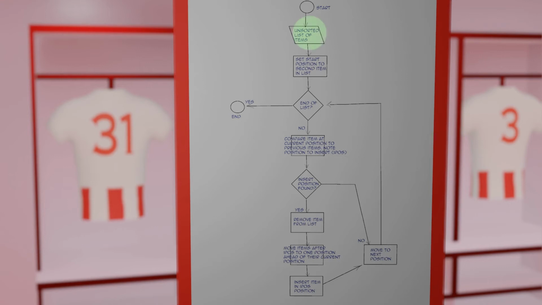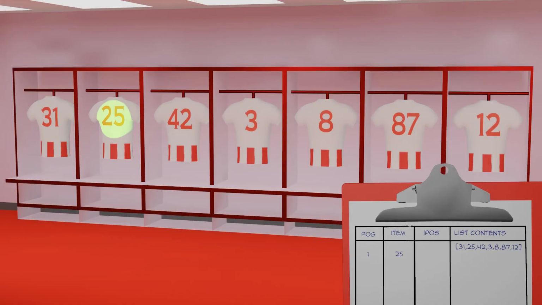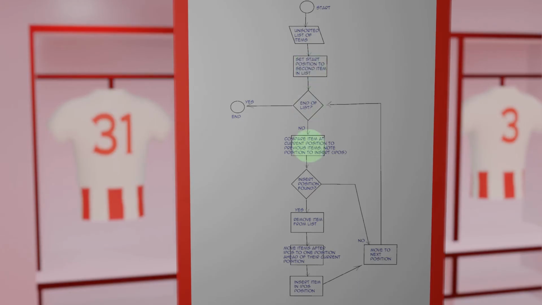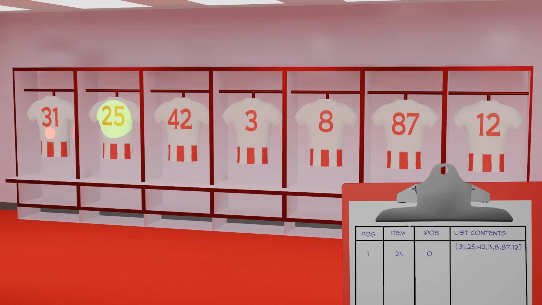We start at the second shirt, number 25, and as we're not at the end of the shirts, we compare this to the previous shirts, noting the point where it is less than one shirt but greater than the one before. I'll call that point the insertion point, or IPOS, as in the flowchart. For number 25, the insertion point is before the first item, which is position 0.